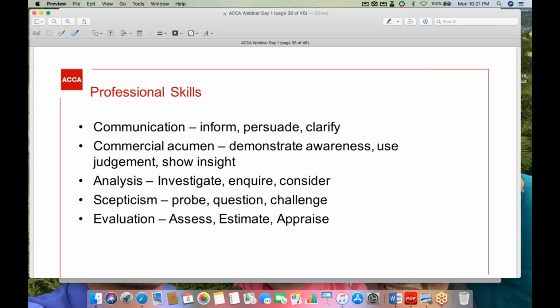You'll have commercial acumen, which demonstrates awareness, uses judgment, and shows insight. Then you have analysis, where you are asked to investigate, inquire, and consider. You have skepticism, to probe, question, and challenge. And you have evaluation, to assess, estimate, and appraise.